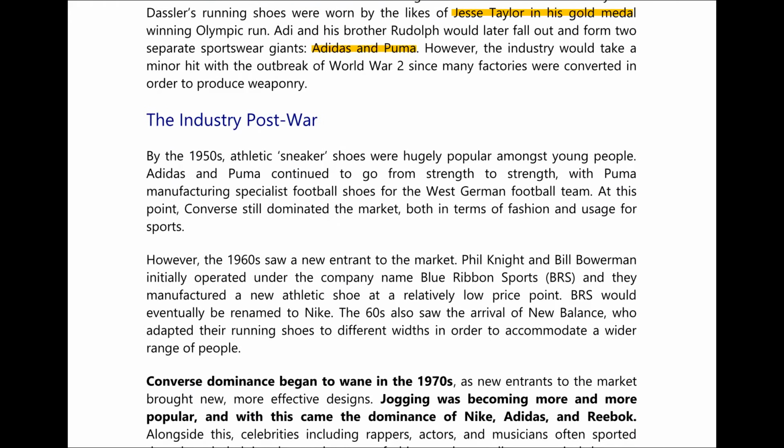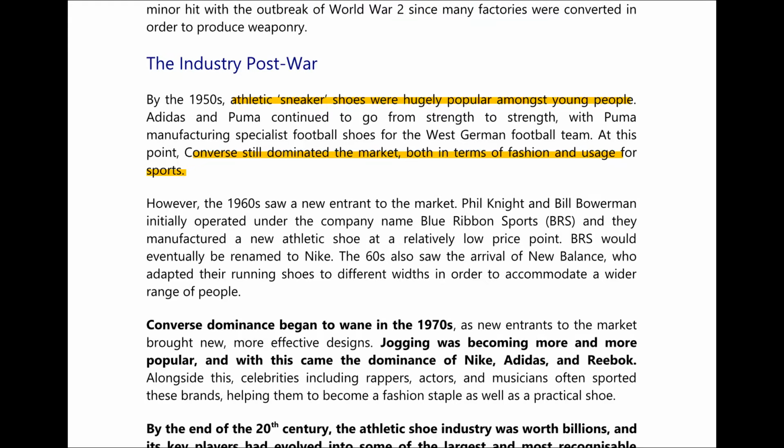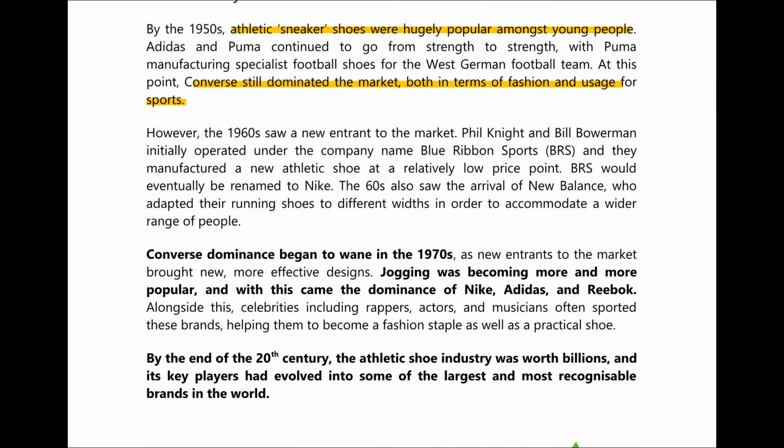Now, post-war was really when athletic shoes started to become popular as more of a fashion item, and they're popular amongst young people. Converse was still dominating the market, both in terms of sports usage and in terms of fashion. However, in the 1960s, the dominance of Converse started to decline, particularly with the arrival of what became Nike. The 60s also saw the arrival of New Balance, today one of the biggest players in the sports shoe market. And as you can see here, Converse dominance really began to wane. It started to wane in the 60s, but the 70s was when it really became apparent.